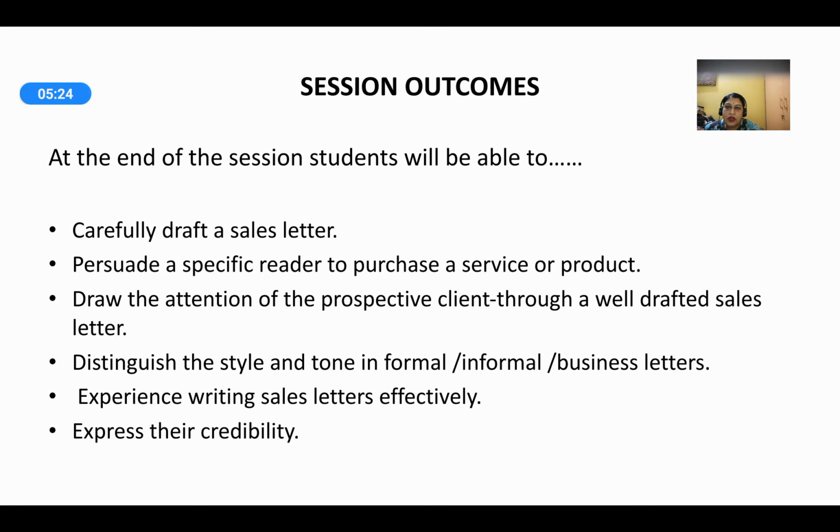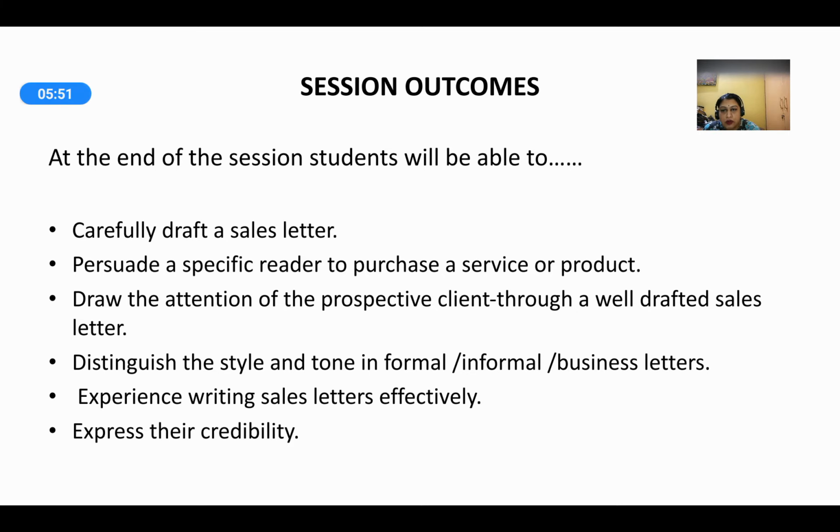So, session outcomes. At the end of the session, students will be able to carefully draft a sales letter. They will be able to persuade a specific reader to purchase a service or a product. Persuasion is an art. Writing a letter also is an art, but through the course of a letter, if a person is able to convince the other person about a product, then it shows that he has the art of writing a sales letter.